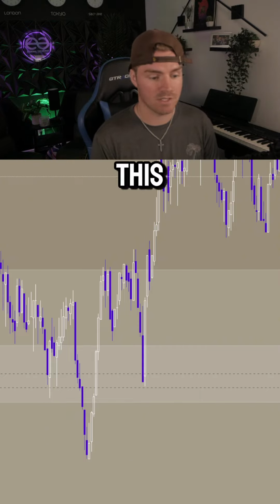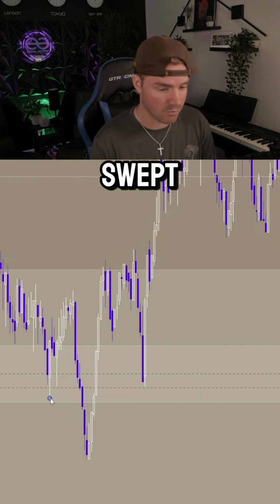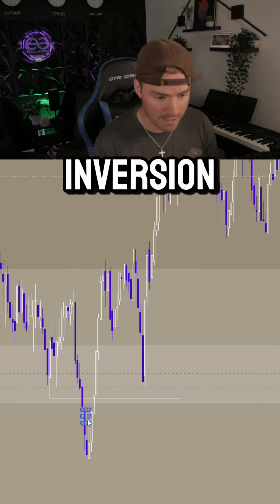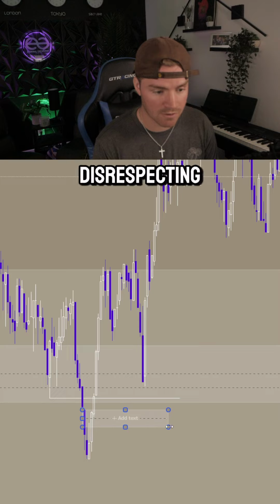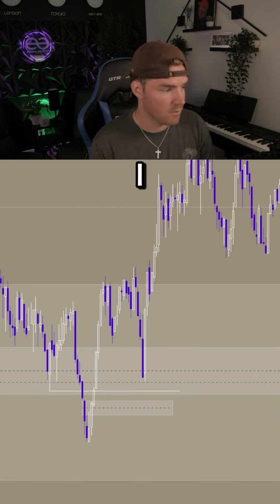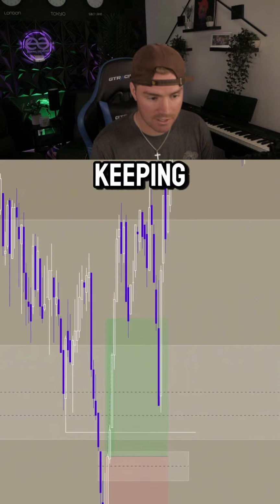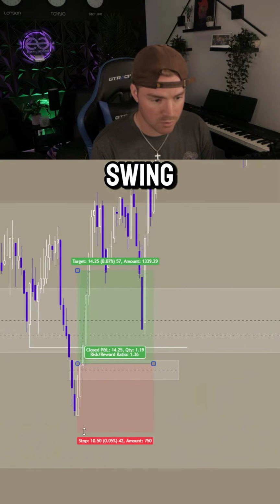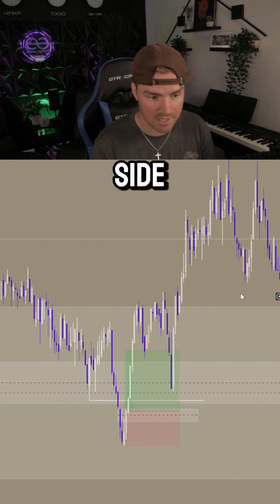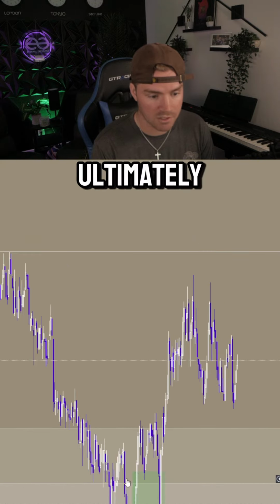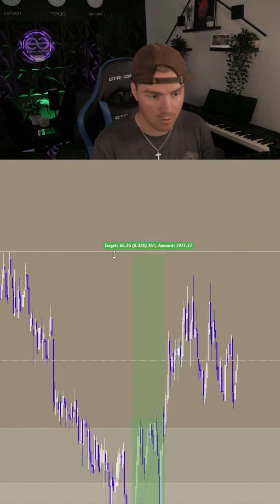catch the longs. This first example, you can see that we came down and swept internal liquidity at that swing low. And then right here, we got a quick 1 minute inversion back up, showing us that we are disrespecting bearish order flow. So I would want to grab my long position tool right at that IFEG, target my entry there, keeping my stop below the bottom of this swing low right here, and then targeting our buy side liquidity above, which is going to be all of this internal liquidity here, but ultimately we're looking for us to take out the highs all the way up top.